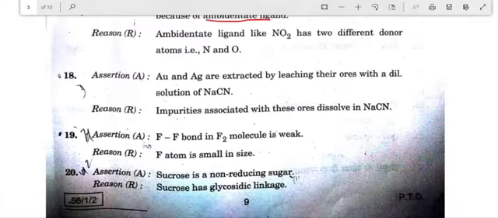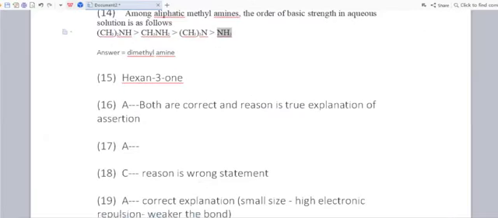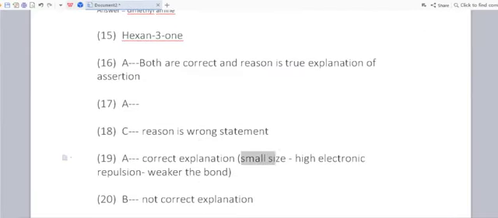Now moving on to 19th: the F-F bond in F2 is weak, the F atom is small in size. So yes, the F-F bond in the F2 molecule is weak just because of the small size of the fluorine atom. Why? Small size leads to higher electronic repulsions, which weakens the bond.